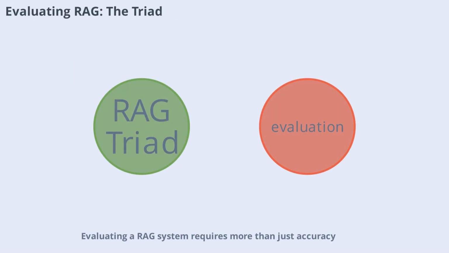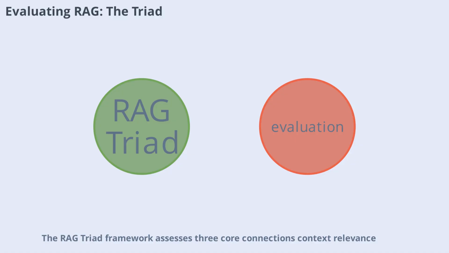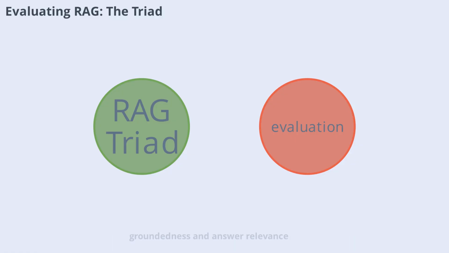RAG pipeline. Evaluating a RAG system requires more than just accuracy. The RAG Triad framework assesses three core connections: context relevance, groundedness, and answer relevance. Context relevance checks if retrieved chunks are targeted to the user's query. Groundedness ensures responses are strictly supported by the context, and answer relevance verifies that the answer directly addresses the user's question. This holistic evaluation helps maintain high-quality, trustworthy output.